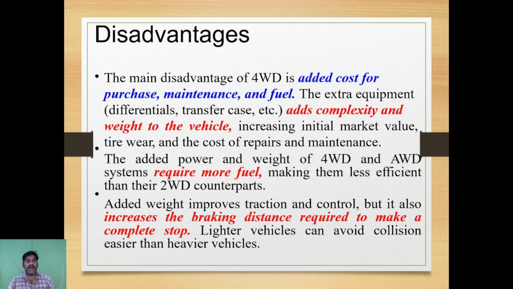Second one, the added power and weight of four-wheel drive and all-wheel drive systems require more fuel, making them less efficient than their two-wheel counterparts. Third one, added weight improves traction and control, but it also increases the braking distance required to make a complete stop. Lighter vehicles can avoid collisions more easily than heavier vehicles.